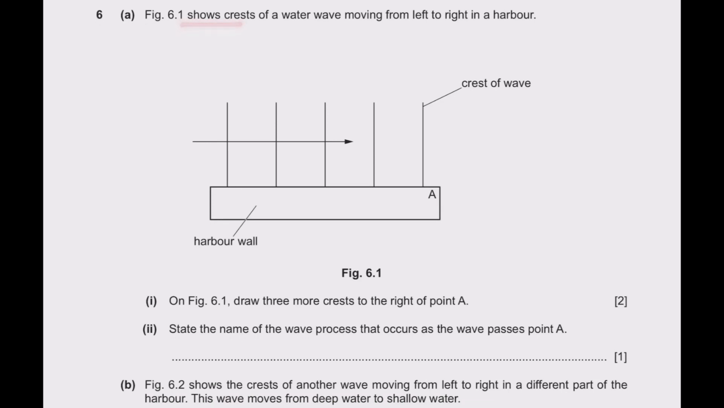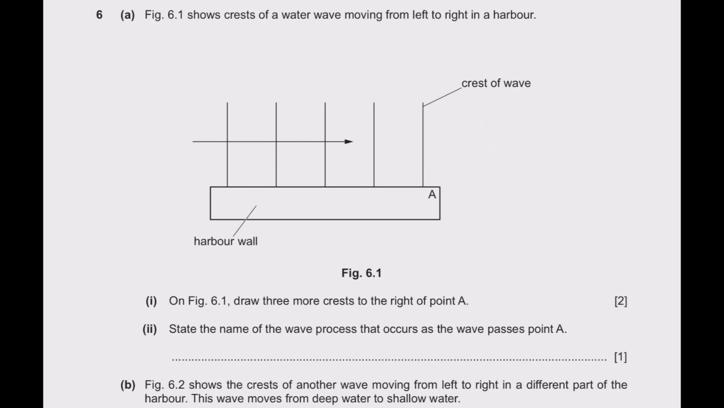This shows the crest of a water wave moving from left to right. This is the crest of a water wave shown to us. This is the harbor wall. This is the end point A. Draw 3 more crests to the right of point A. We have to draw 3 more waves after point A.